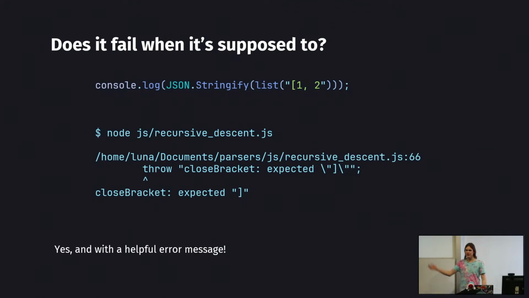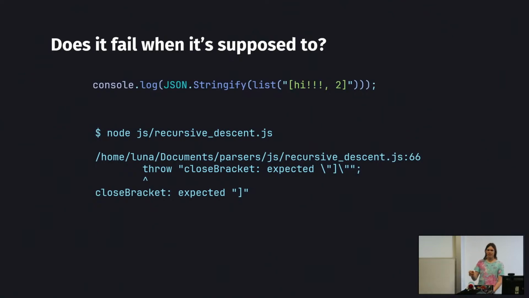Yes, and it gives us a helpful error message that it expected a close bracket, which I think is really cool, until you realize that if we give it another error, it also says it expected a close bracket, because this isn't as smart as you might expect it to be. Why didn't the error message change?